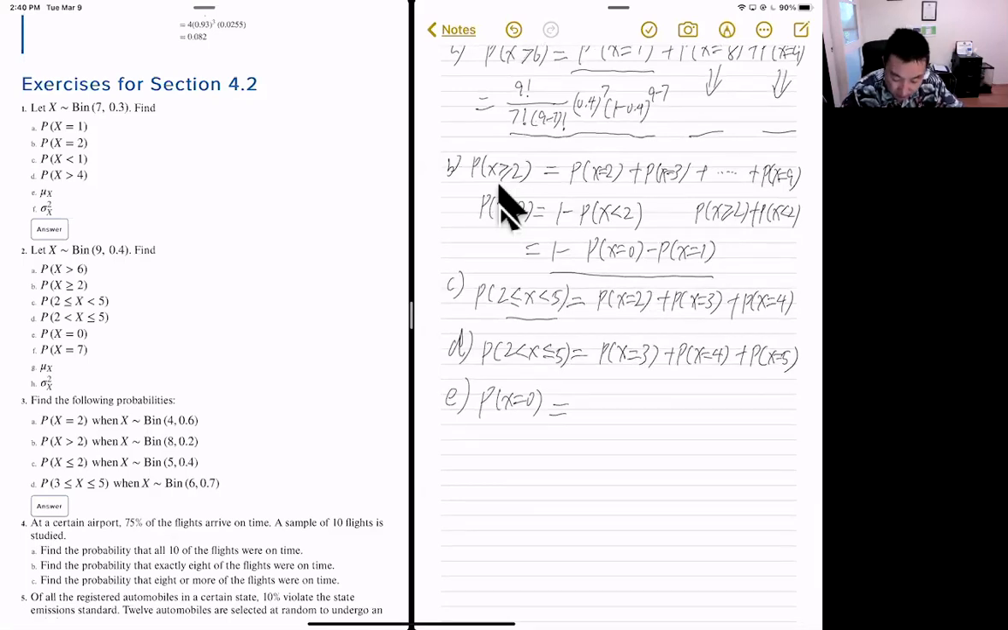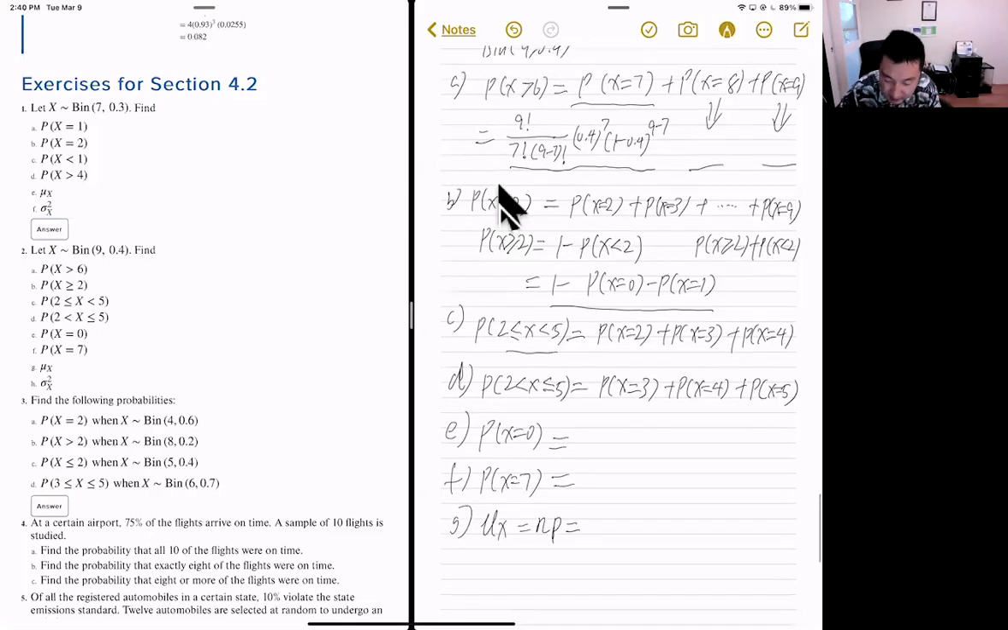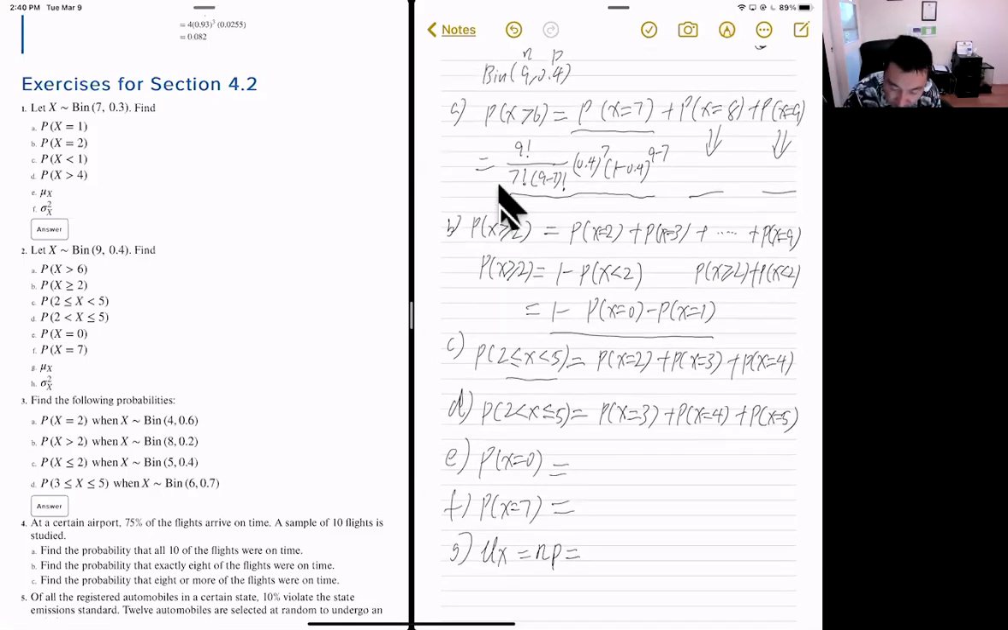F, the same thing, P(x) equal to 7. And mu x for G. For all the binomial distribution, mu x is equal to np. So n is equal to 9, p is 0.4. So 9 times 0.4.